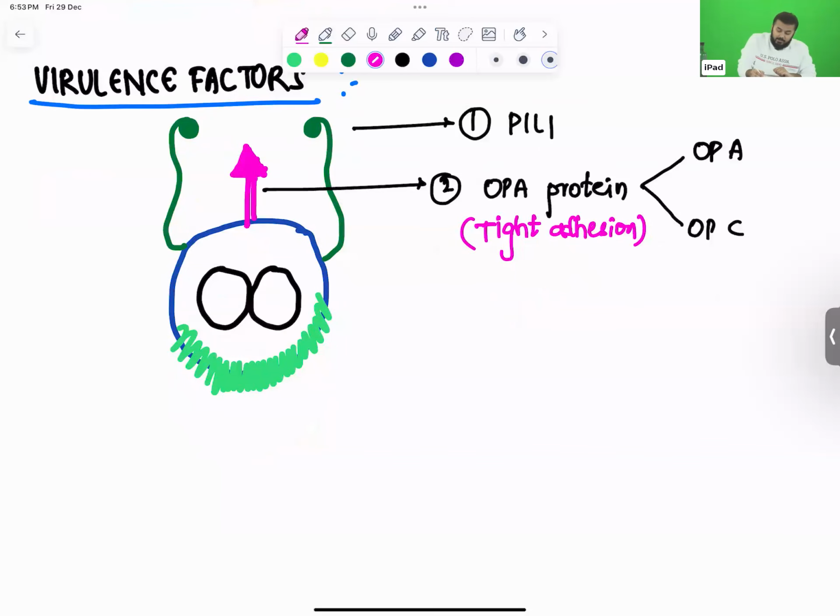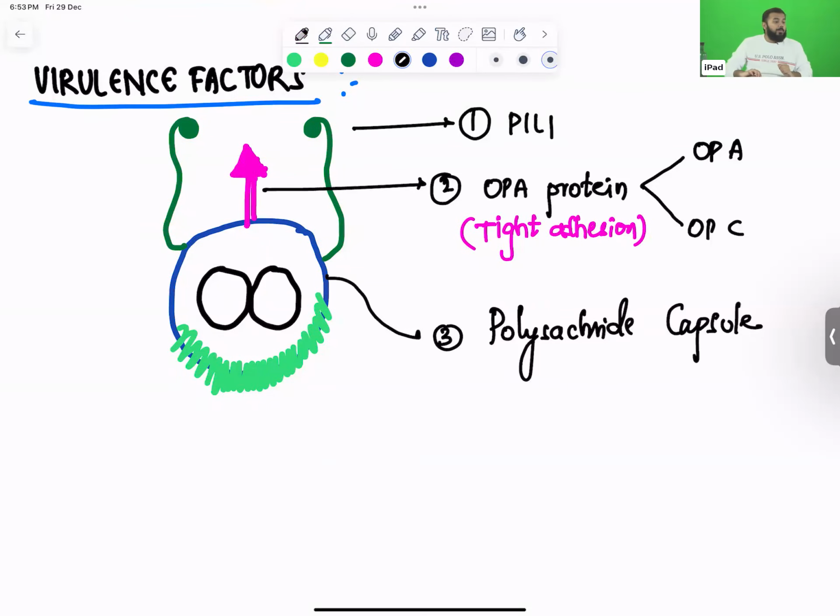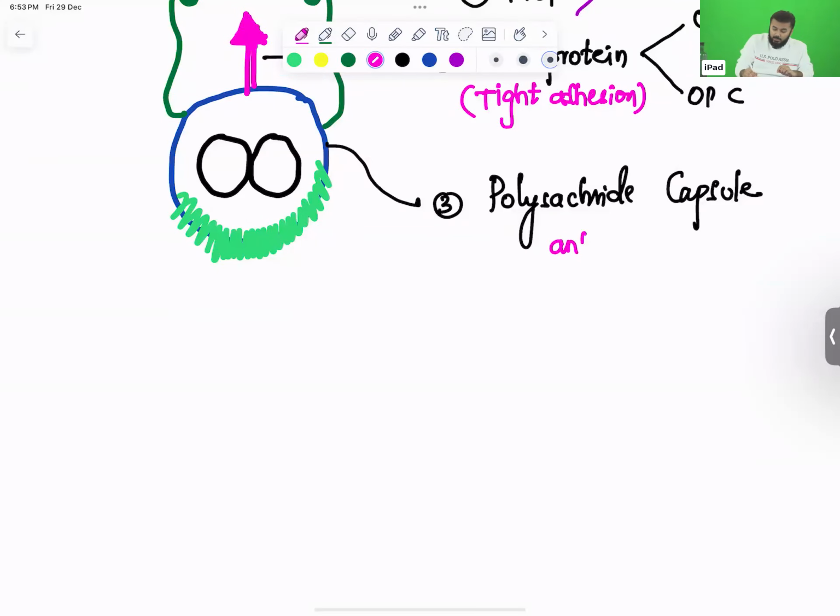Next important thing, where is the capsule? This is the capsule. What kind of capsule is this? This is a polysaccharide capsule. Why is it called a virulence factor? What is the use of the capsule? I told you in the starting, wherever there is a capsule, it prevents phagocytosis. So the capsule is antiphagocytic. If you remember, I have already discussed this.